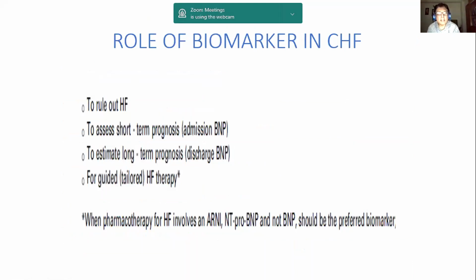The biomarker is very important in evaluation of patients with congestive heart failure. They can rule out congestive heart failure, they can predict short-term and long-term prognosis, and they can give us an idea whether the anti-heart failure therapy is benefiting the patient. And if the patient is on ARNI, we should depend on NT-proBNP, not BNP. We should keep this in mind.